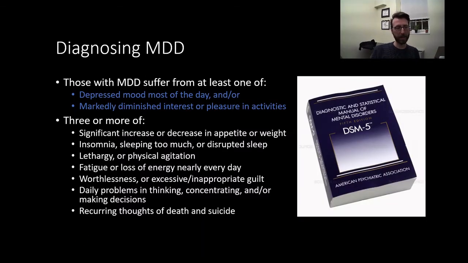So, how do we diagnose major depressive disorder? Well, if you're seeing a therapist and you're concerned that you might have major depressive disorder, you'll be asked a lot of questions, and the therapist will compare your symptomology to a standardized list. That list is found in a manual called the Diagnostic and Statistical Manual of Mental Disorders, or the DSM for short. We're on the 5th edition, so it's the DSM-5.